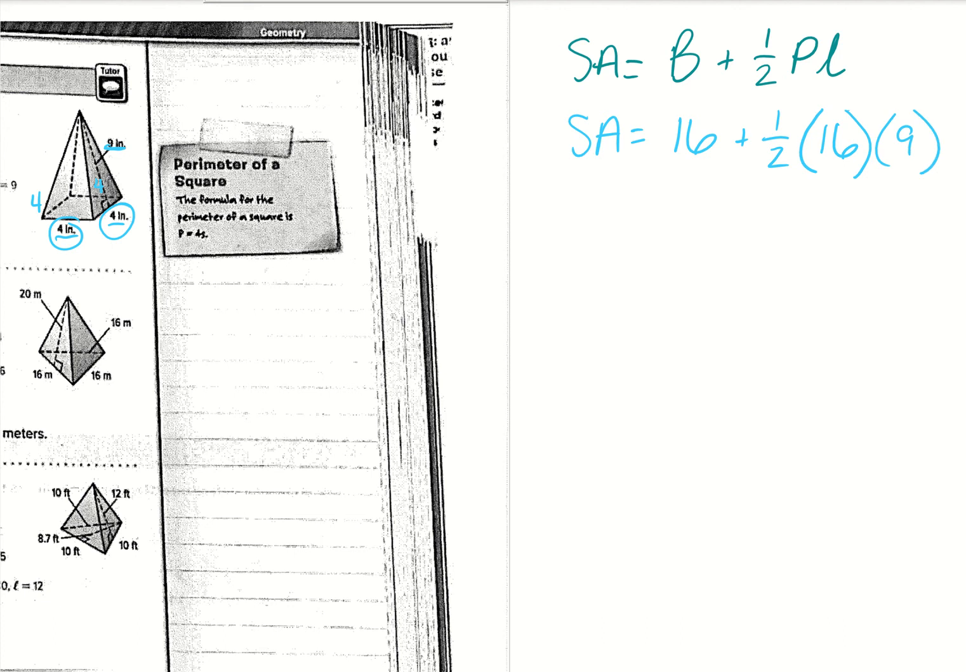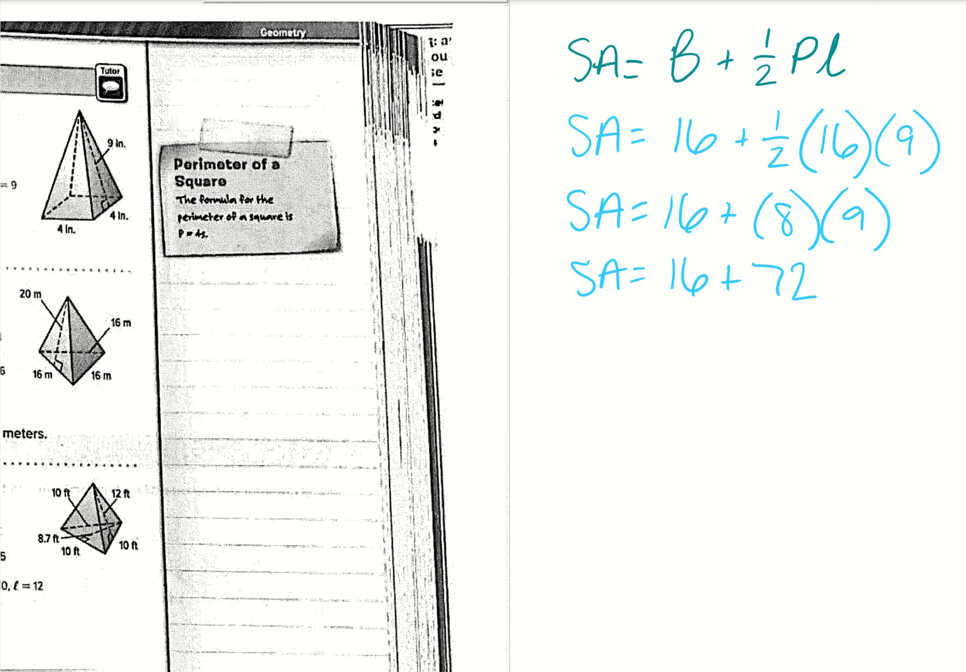All right. So I can go ahead and put that into my calculator or just solve it as I've got it, which I think I might do. So I have 1/2 times 16, which is just 8, and then times 9. So then surface area will be 16 plus 72, which is going to give us 88. And that'll be inches squared again. All right. And that's it for the surface area of a pyramid.